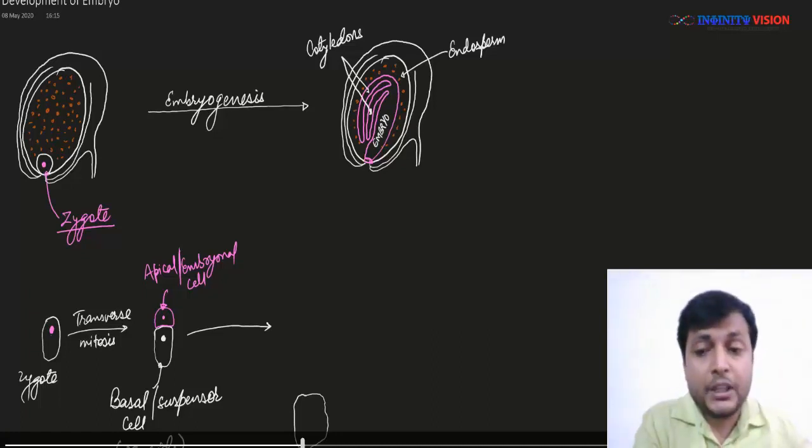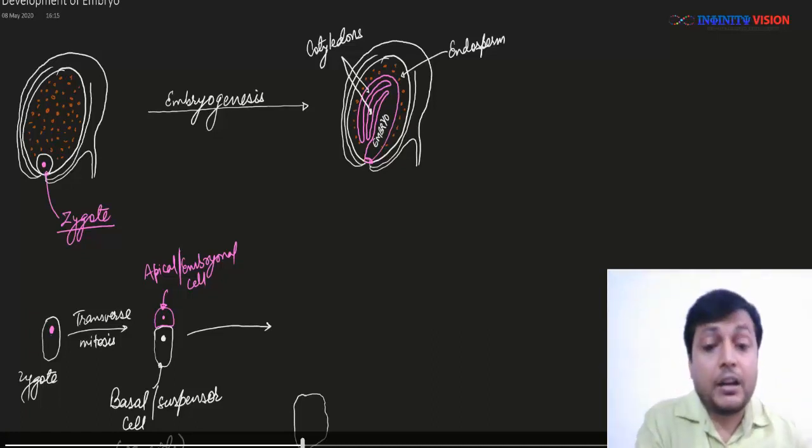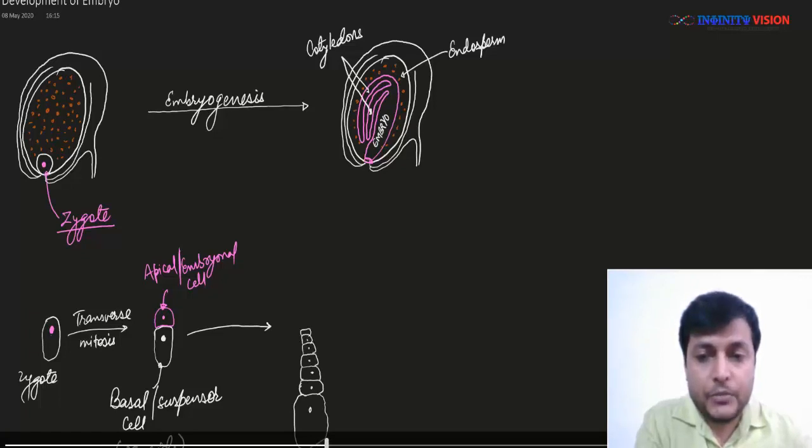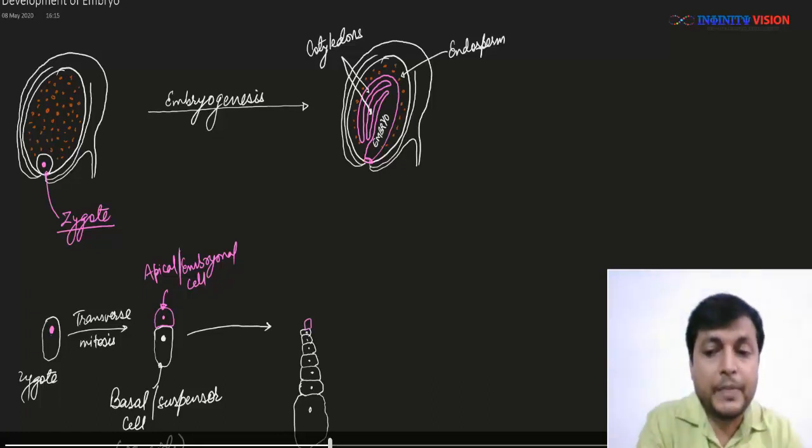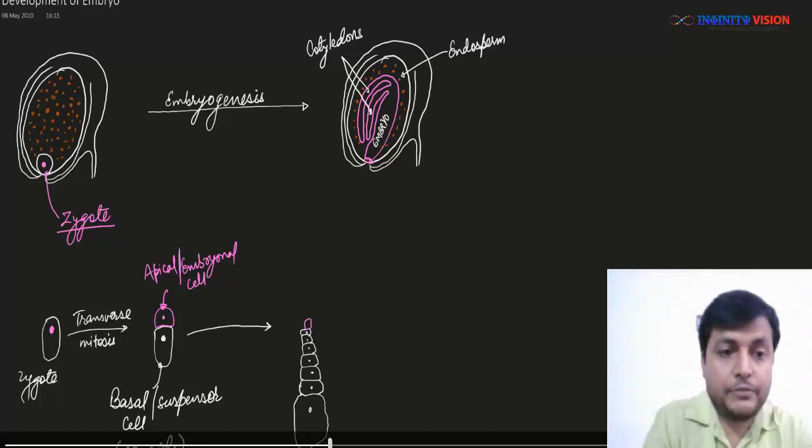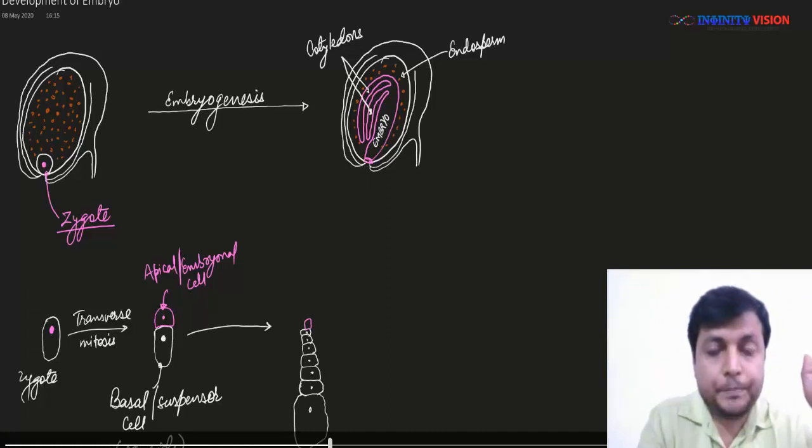Now what happens is the basal cell enlarges and undergoes transverse divisions again to form a 6 to 10 celled suspensor. Okay, so these are the suspensors. This is suspensor cells. These are formed from the suspensor cell through the transverse mitotic division. Okay, transverse.